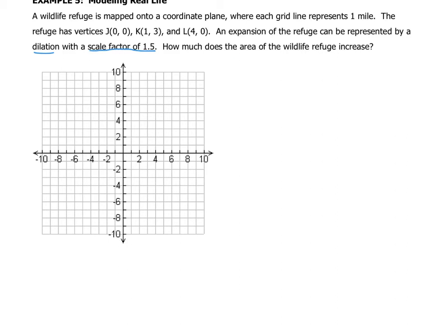So first, let's just focus on J, K, L. If I was just to take these original points and plot these, I would have a 0, 0 for J. I would have a 1, 3 for K, and a 4, 0 for L. So the refuge is that size on the map.